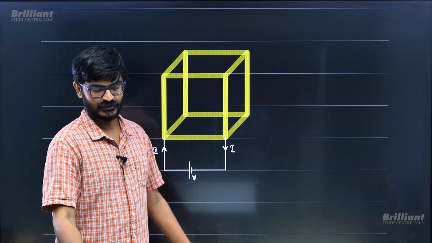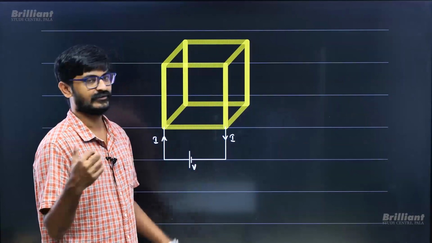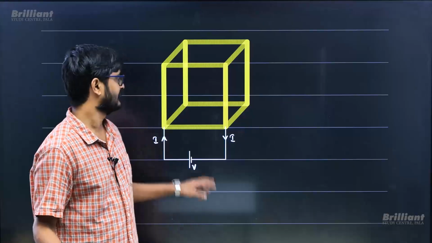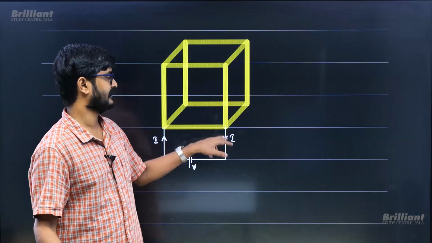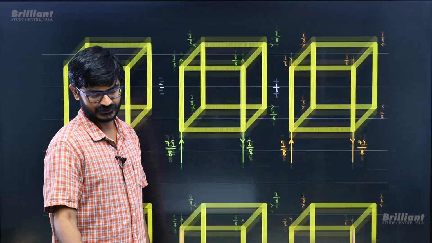Hi kids, we'll be going with this cube thing again. I'll be saying the same thing we have done before, but a slight extension of it. If you want to find the equivalent resistance between these two points, we have done it using two ways before. Now I am going to explain the same thing.